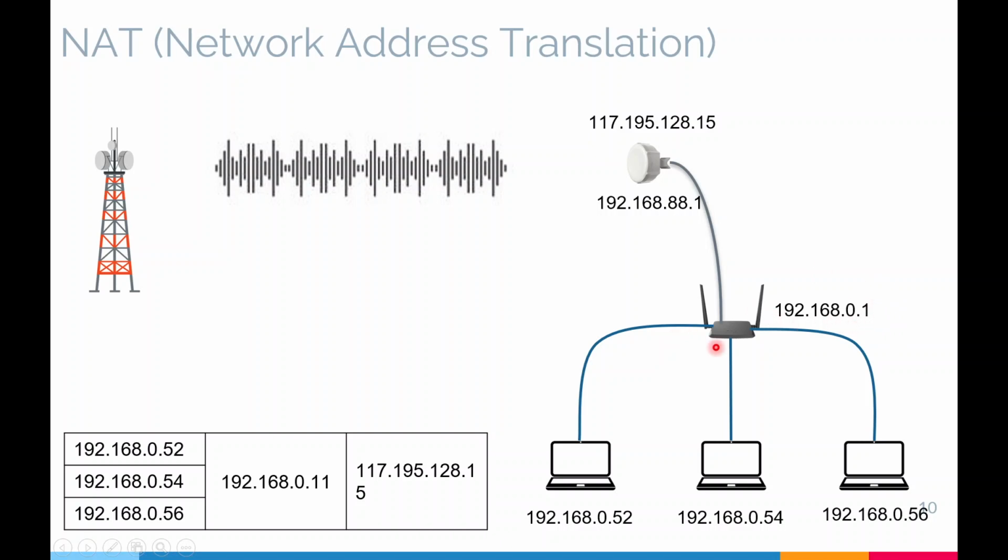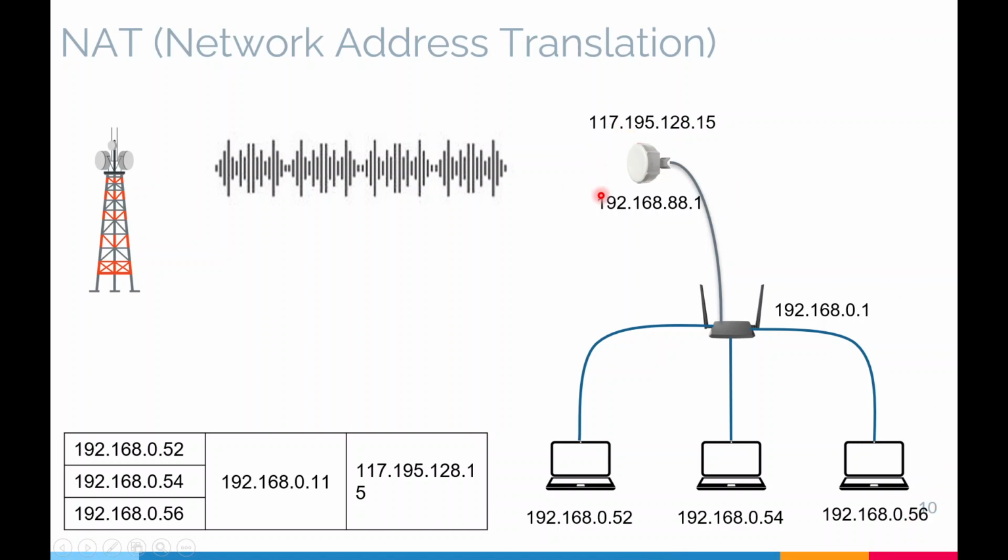Now this router also has a table, and it knows that youtube.com was requested by 192.168.0.52, so the response will be sent back to this machine. That is how things work. So eventually when someone at youtube.com is trying to understand where the request is coming from, what they can see is only the public IP address. They don't know anything about the internal network.